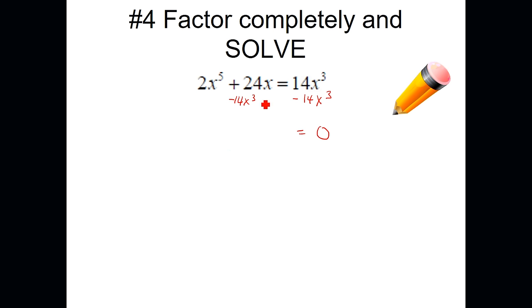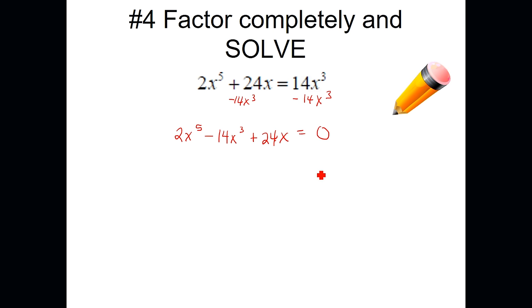And now if I look at this, I kind of want to rearrange it in the correct standard form order here. So I'd go 2x to the fifth, then I'd have negative 14x to the third, and then I'd have 24x. That way the powers go down in decreasing order here, and I don't have an x to the third at the end when he should probably be in between the fifth power and the 1 power here.